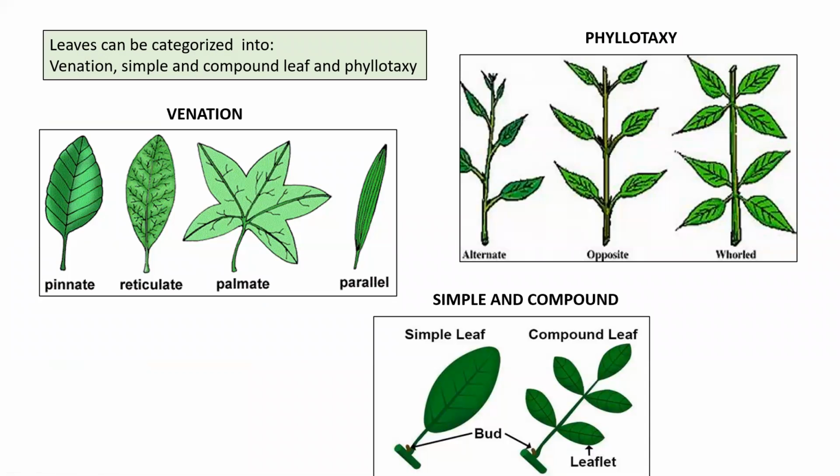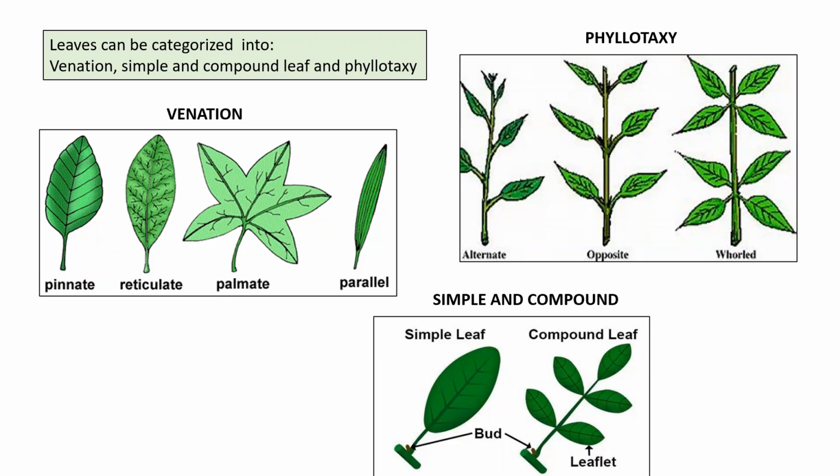Leaves can be categorized into venation, simple and compound leaf, and phyllotaxy. So in this video, I will only explain two types of venation, that is reticulate and parallel. Palmate and pinnate we'll take a look at later on. When the veins in the leaf lamina divide repeatedly, forming a network, it is known as reticulate venation. When the veins run parallel to each other from the base to the tip of the lamina, it is known as parallel venation. So I hope you were able to understand the venation.